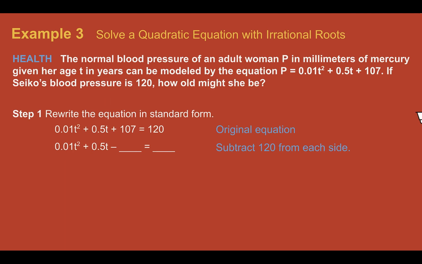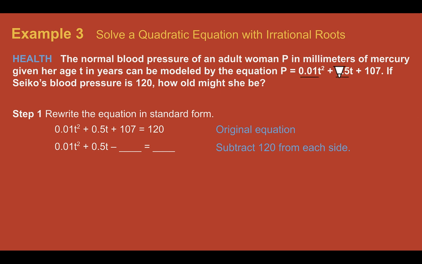Example 3. Solve a quadratic equation with irrational roots. Our real context here is health. The normal blood pressure of an adult woman, P, in millimeters of mercury, given her age T in years, can be modeled by the equation P equals 0.01 T squared plus 0.5 T plus 107. If Seiko's blood pressure is 120, how old might she be?